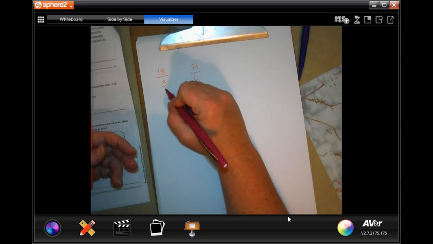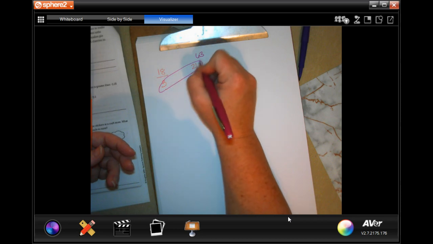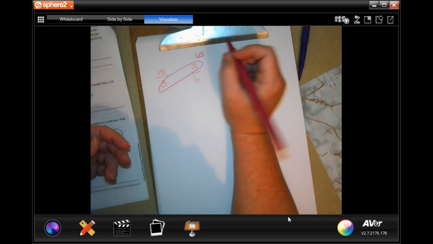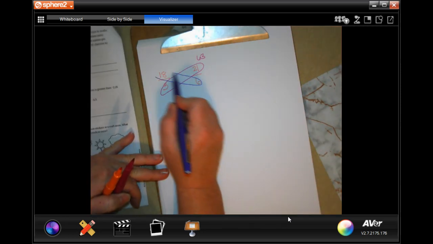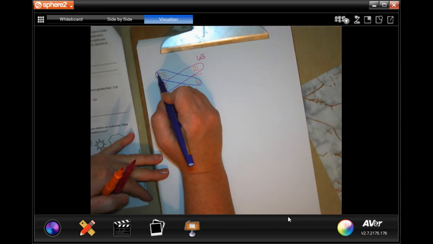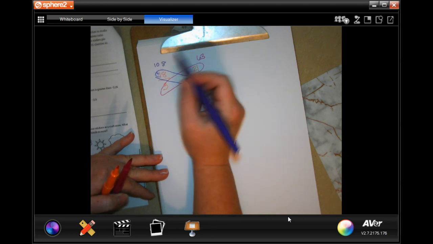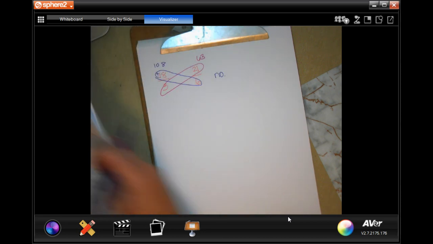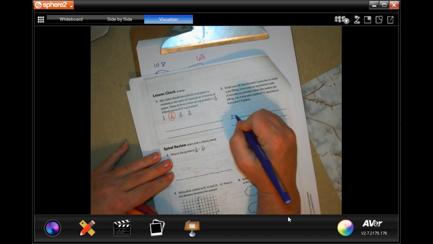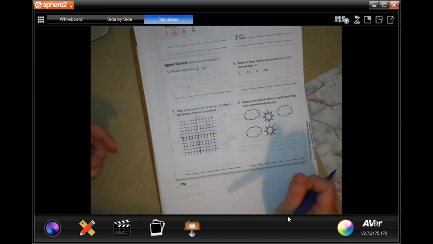3 times 21, I'm going to get 63. I know that because 3 times 1 is 3 and 3 times 2 is 6. Now, this one is going to be a little more challenging for us, but 6 times 8 is 48, and 6 times 1 is 6, plus 4 is 10. So, no, and your work is right there. Write down your work. It's important. I totally just did your lesson check for you.